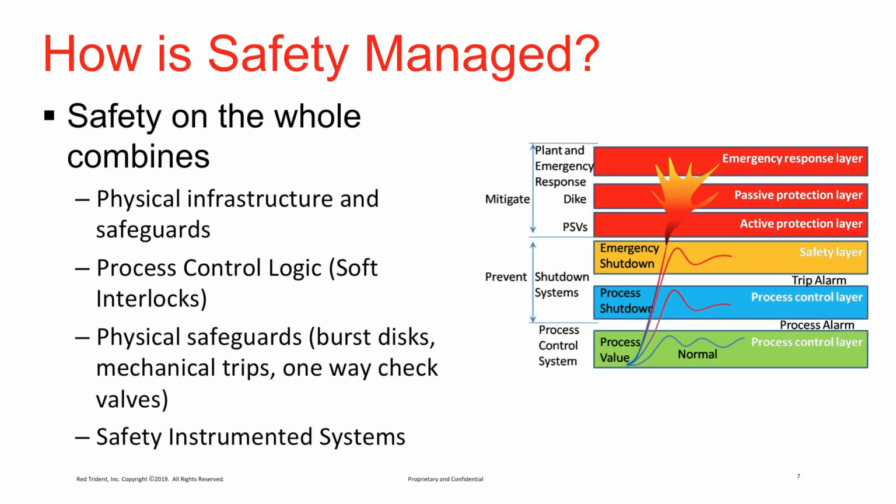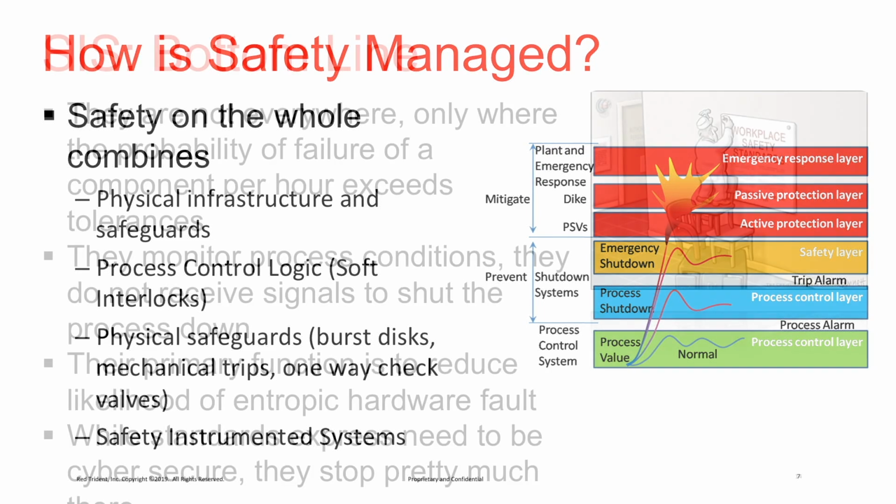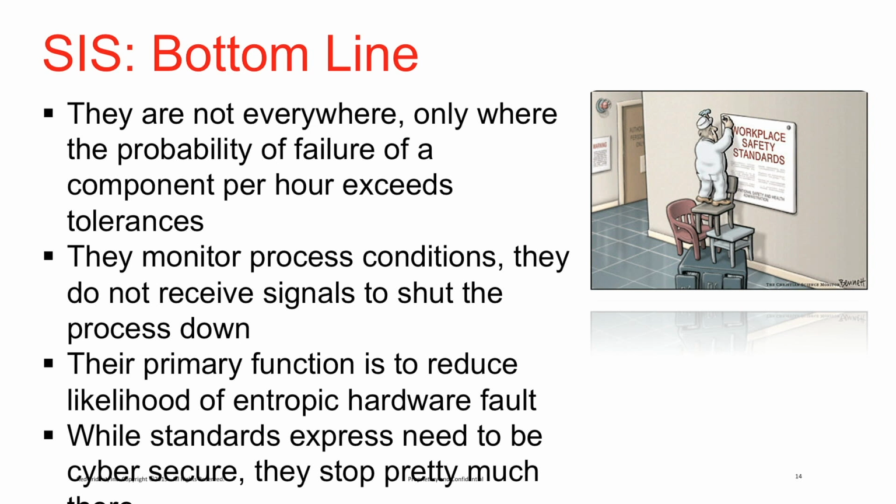Safety on the whole combines physical infrastructures and safeguards, okay? Process control logic, what we call soft interlocks, right? So a soft interlock would be an example. In your PLC it says if temperature sensor is greater than 200, then you want to reduce the burner or something like that. Or if machine speed is greater than some speed, you want to reduce the machine speed. And soft interlocks, it's just like changing logic in the PLC. If I can download the program and change it, I can change it myself. Changing set points, masking signals.